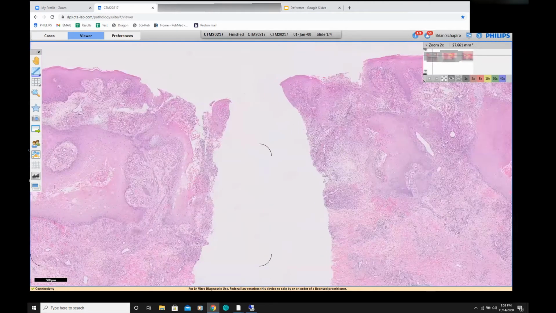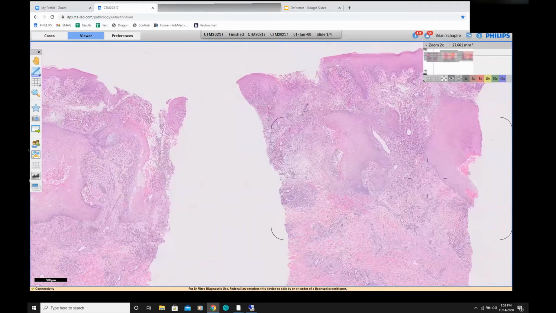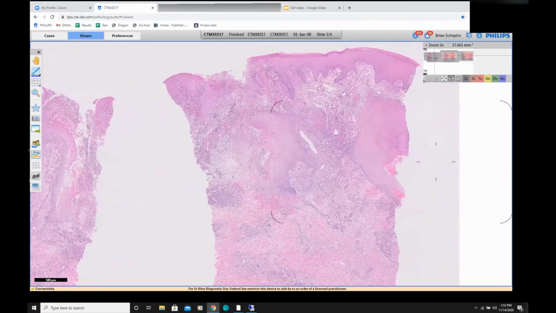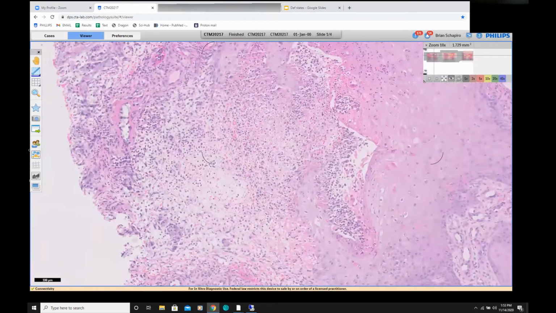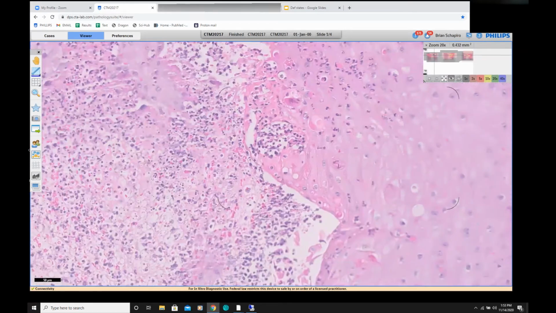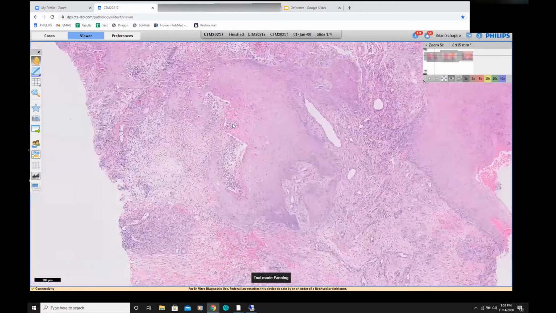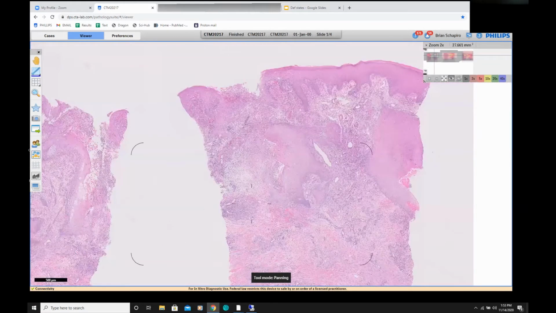And again, with a pseudoepitheliomatous hyperplasia and a neutrophilic infiltrate, a deep fungus, mycobacterium are going to be in the differential diagnosis, and they have to be excluded. Here you see neutrophilic microabscesses in the epidermis, also a sign of infection.